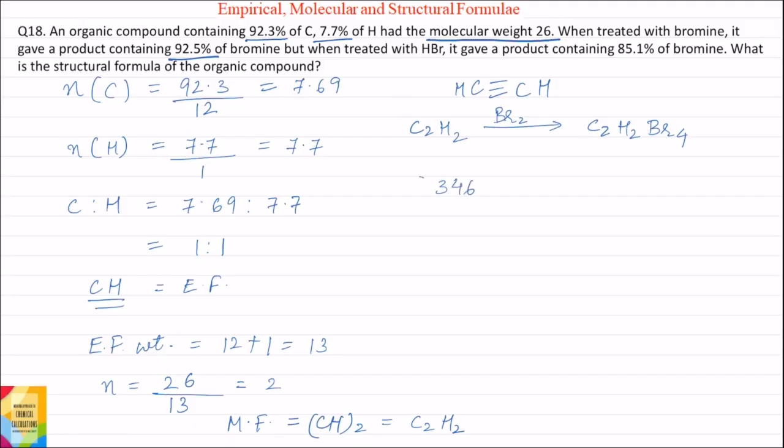अब इसमें अगर percentage of bromine निकालें तो C2H2Br4 its molecular weight is 346 and there are 4 bromine atoms. Therefore weight of all the 4 bromine atoms taken together is 320. So out of 346, 320 is bromine into 100. Therefore percentage of bromine is 92.5%, as given in the question.